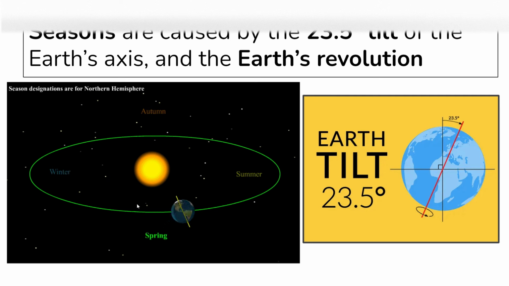And because of this tilt, as it's spinning, it causes uneven distribution of heat throughout the Earth that's coming from the sun. And that is what causes seasons. And it's not just a tilt. The Earth also has to go around or revolve around the sun to experience seasons. So two things cause seasons: the 23.5 degree tilt of the Earth and the Earth's revolution.